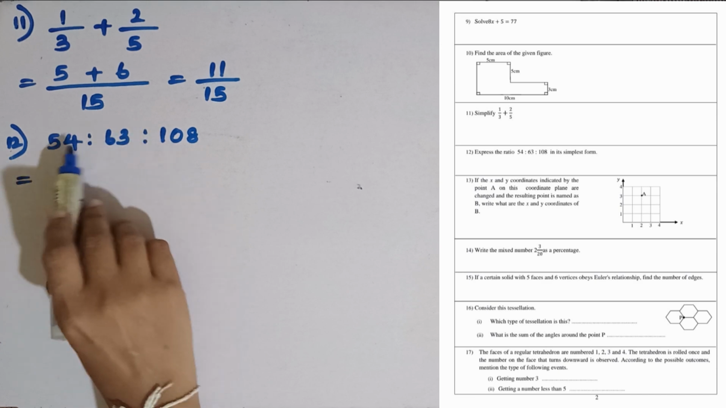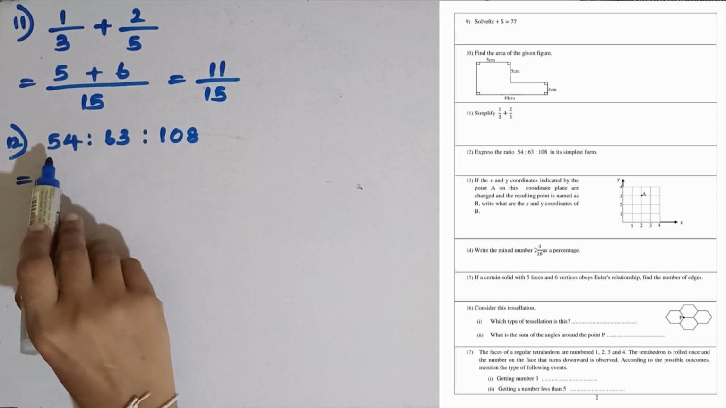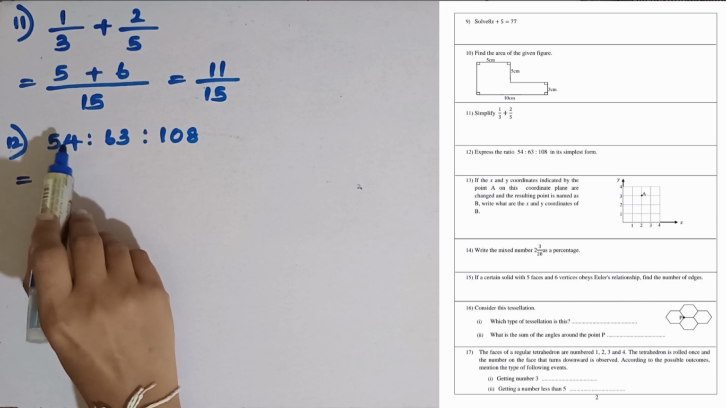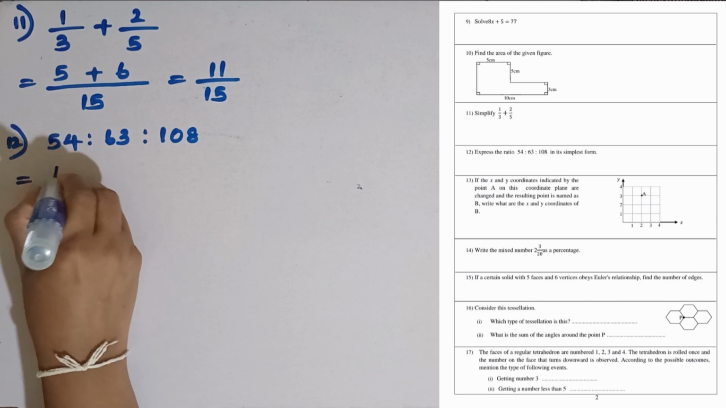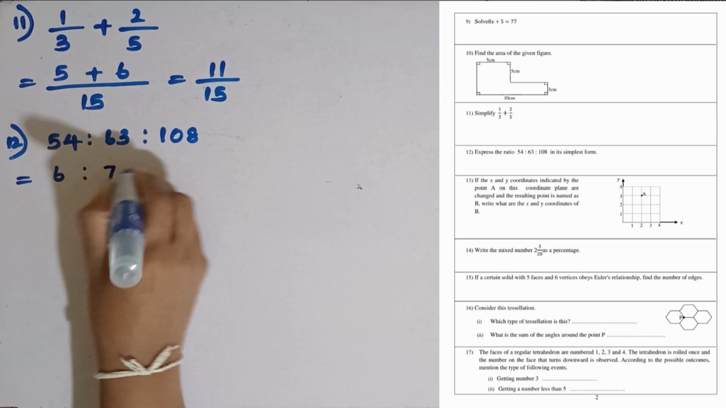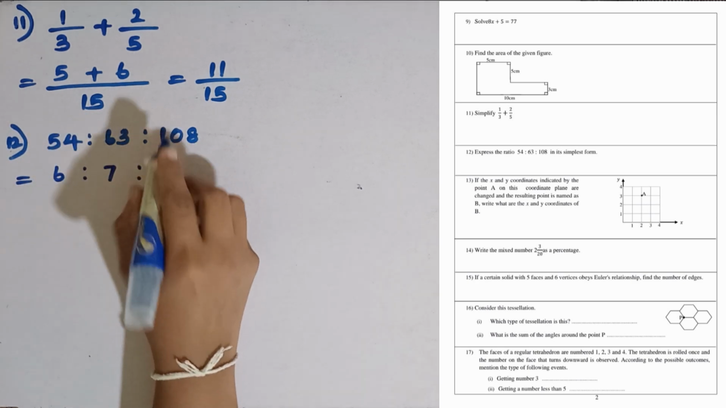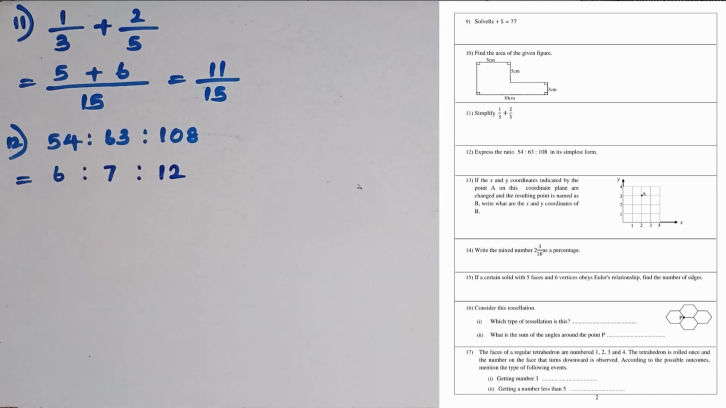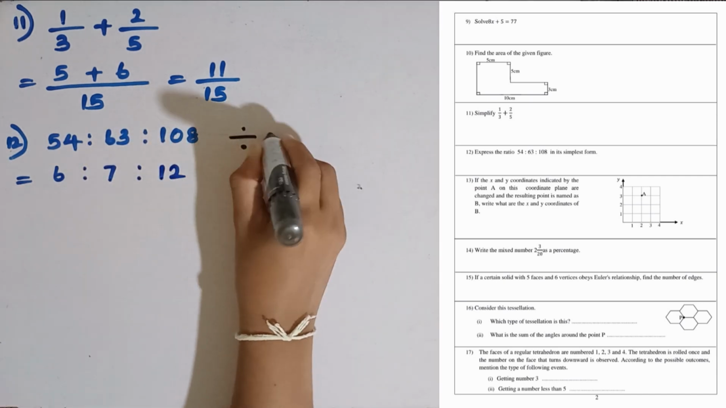So, all these are multiples of 9. 54 can be divisible by 9. 54 divided by 9 is 6. Then 63 divided by 9 is 7. 108 divided by 9 is 12. All the three terms are divided by 9.